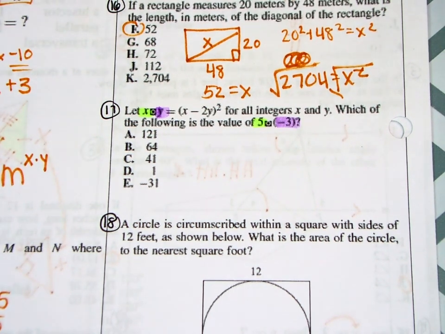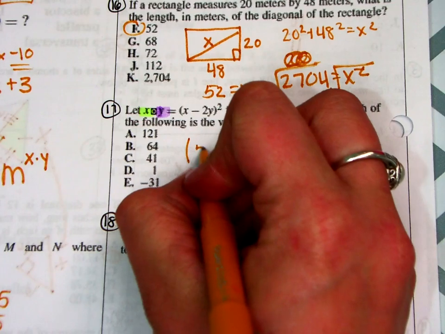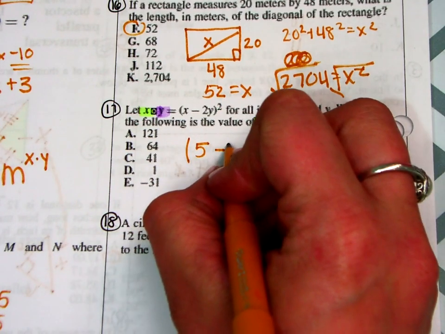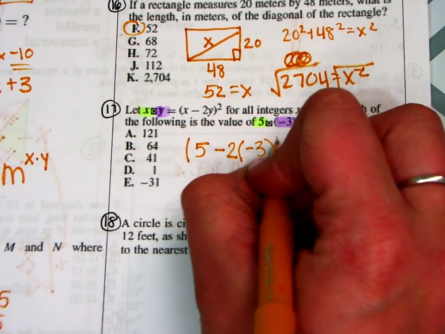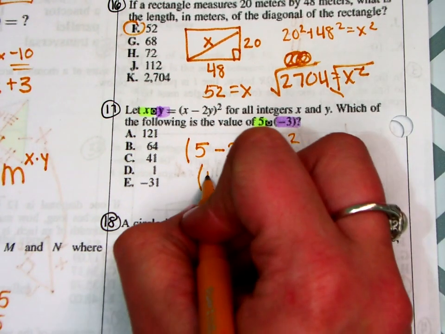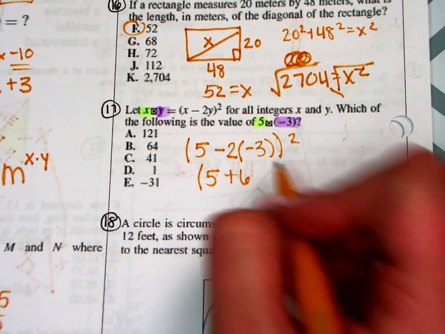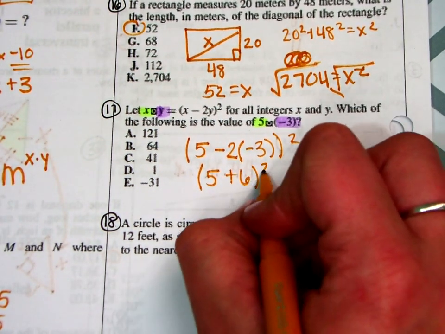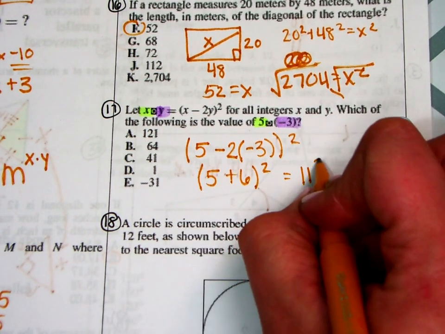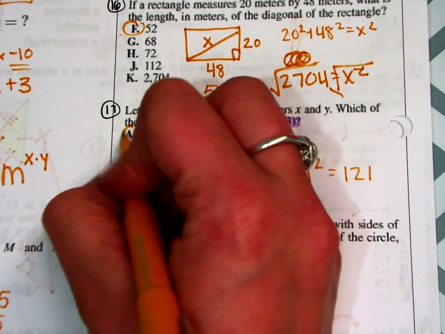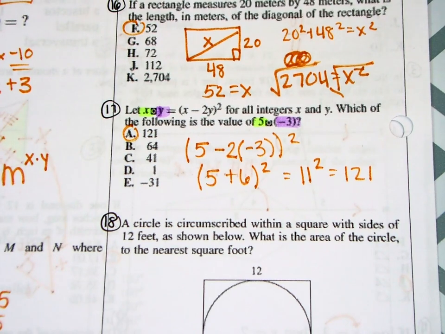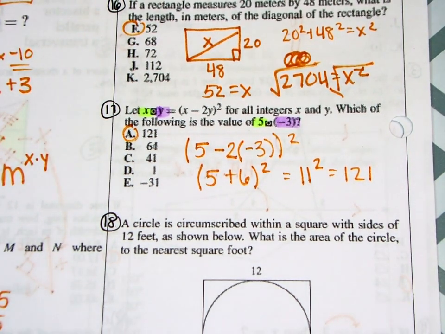So when we plug in, we're going to have 5 minus 2 times negative 3 quantity squared. So 5 plus 6, negative 2 times negative 3 is 6, squared. 5 plus 6 is 11. 11 squared is 121, which is option A. Remember, this is fancy substitution. It does not mean anything. That symbol means nothing. It is just there to confuse you, to make you think you need it. You don't.